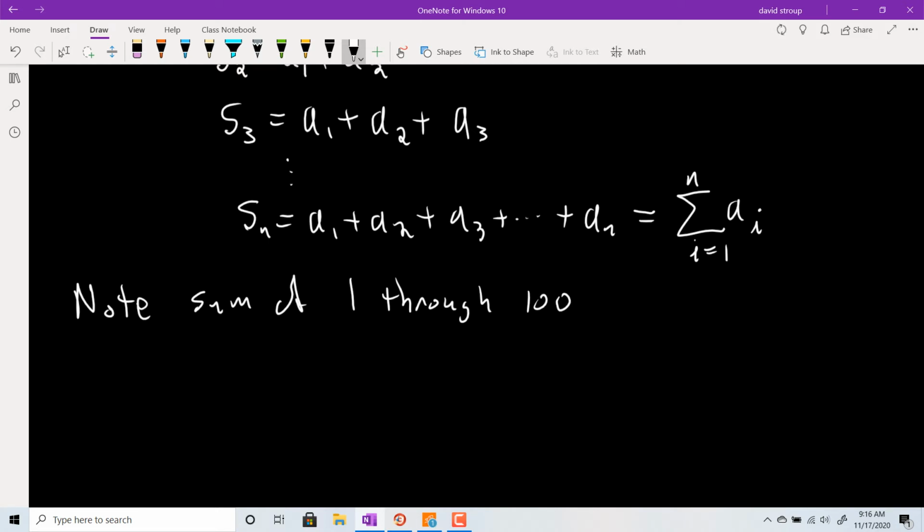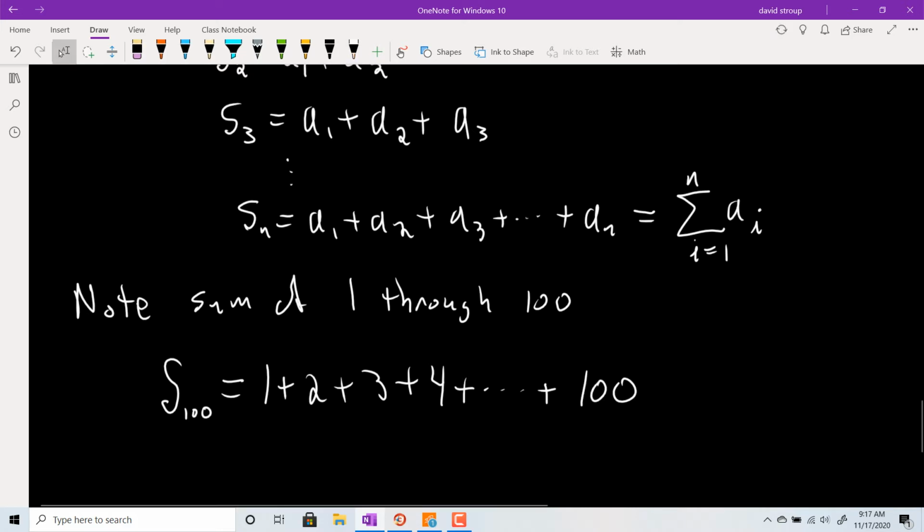So the first 100 terms of this arithmetic sequence with a common difference of 1, right? So S sub 100. What is that? That's 1 plus 2 plus 3 plus 4 plus dot dot dot plus 100. And I want to know what that equals.